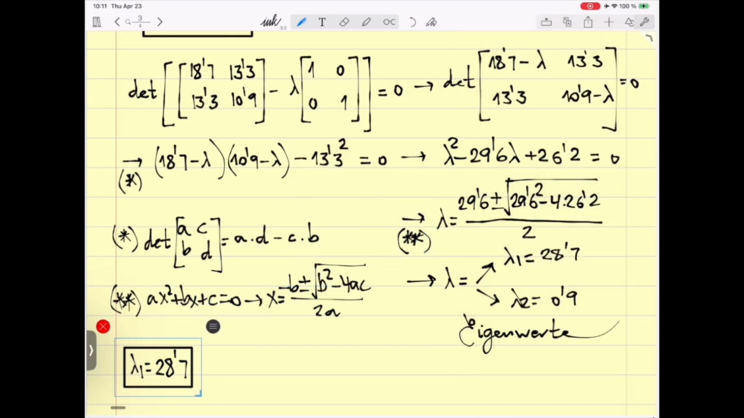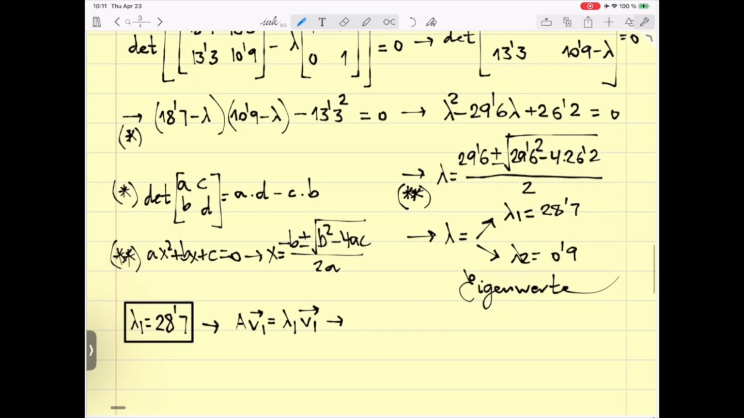Notice that the first eigenvalue is 28.7, and the second eigenvalue is only 0.9, so way smaller, and this will have a meaning later on for your management system. Because we want to solve this, we want to say A times V1 equals lambda 1 V1.